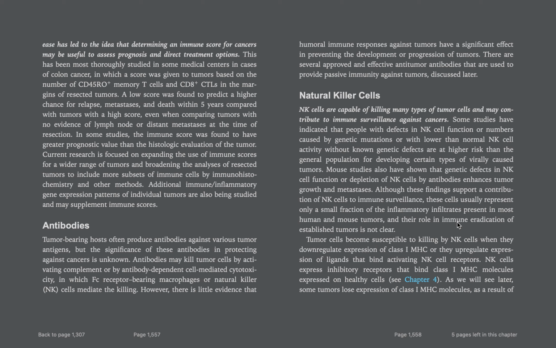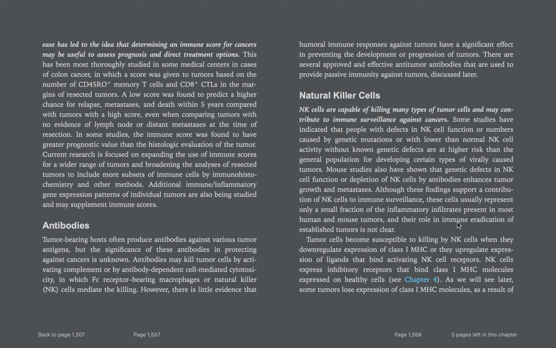Natural killer cells. Natural killer cells are capable of killing many types of tumor cells and may contribute to the immune surveillance against cancer. Some studies have indicated that people with a defect in natural killer cell function or number caused by genetic mutation, or with lower than normal natural killer cell activity without a known genetic defect, are at higher risk than the general population of developing certain types of virus-caused tumors. Mouse studies have also shown that genetic defects in natural killer cell function, or depletion of natural killer cells by antibodies, enhance tumor growth and metastasis.